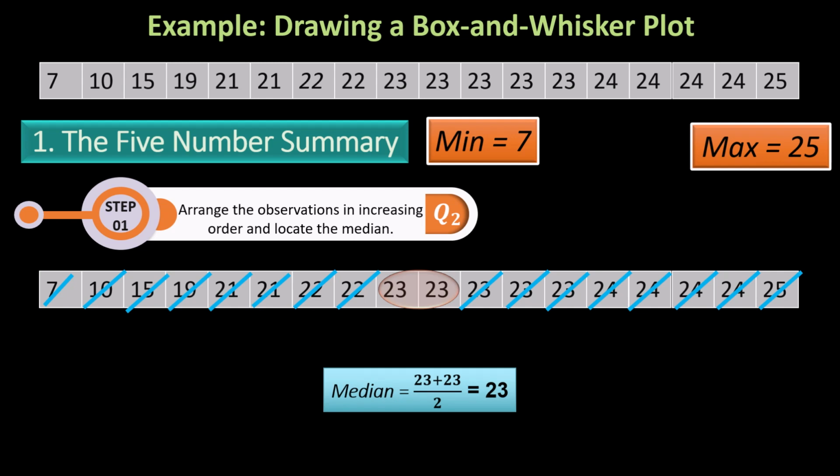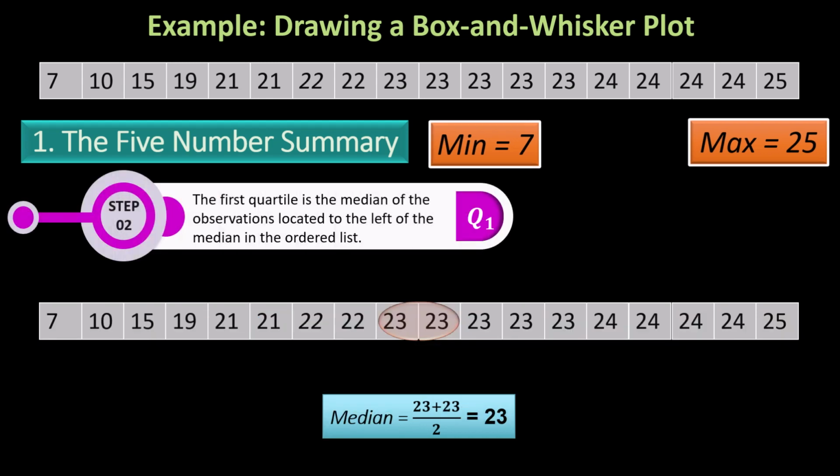Here it is 23, but this 23, that's the median, it is not in the dataset. This 23 is the average of two numbers. Right. Next step, to find the Q1. How do we find the Q1?